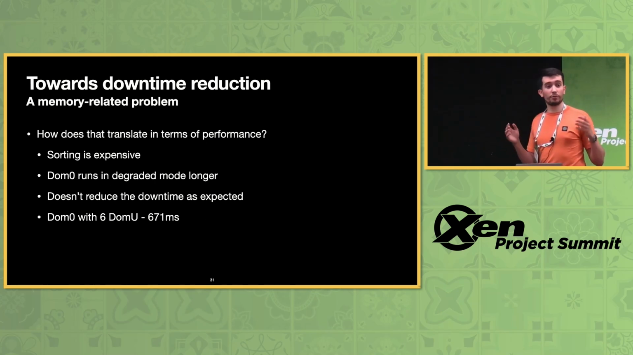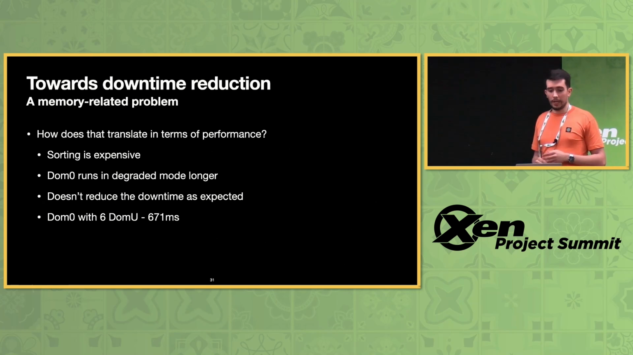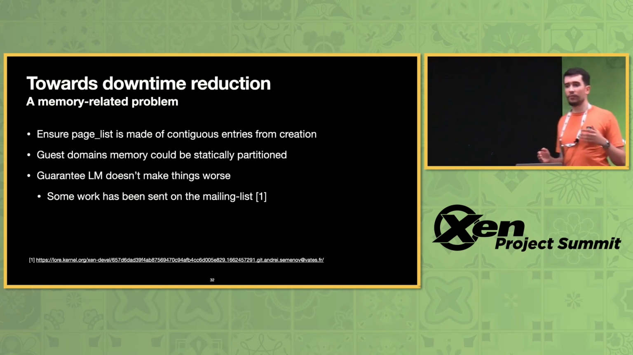We have been able to drastically reduce the number of entries, but still the downtime is not as good as we might have imagined. So with the exact same setup on QEMU, we went from 730 milliseconds to 670 milliseconds. So yeah, not as good as what we were expecting. But we could maybe just get rid of sorting the page info.